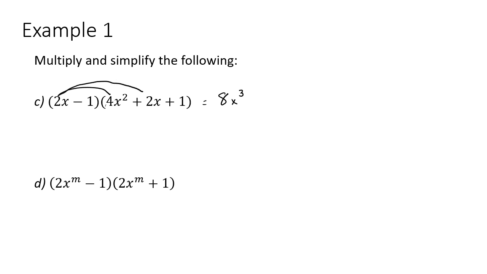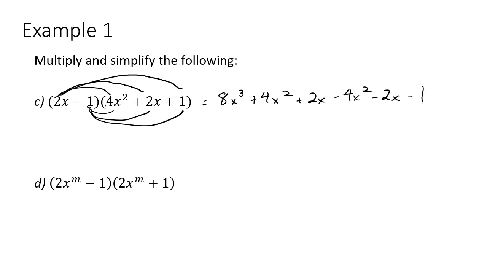Then we're going to get a 2x times a 2x, which would give us a 4x squared. And then 2x times a positive 1 would give us a plus 2x. Then the second one's going to be easy because the minus 1 just makes everything negative. So that would give us a minus 4x squared minus 2x minus 1.